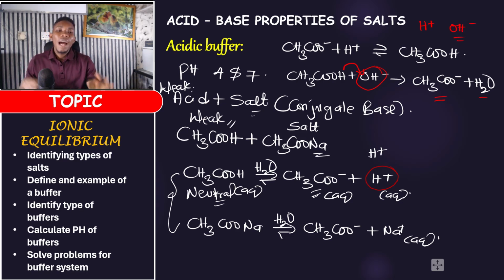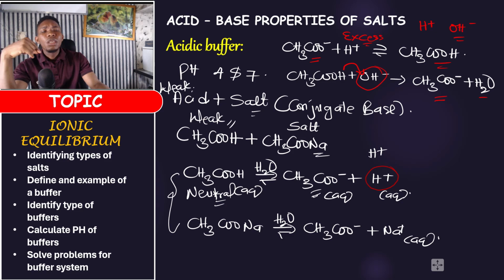So what this buffer is trying to fight against is excesses of H plus and OH negative. If there is excess of H plus, the acetate component, which is the negative ion component of the buffer, will react with that excess acid, this H plus you have here, and neutralize it, bringing the pH back to normal. Because the presence of this excess acid will decrease the pH and make the solution acidic. Do you understand the concept?